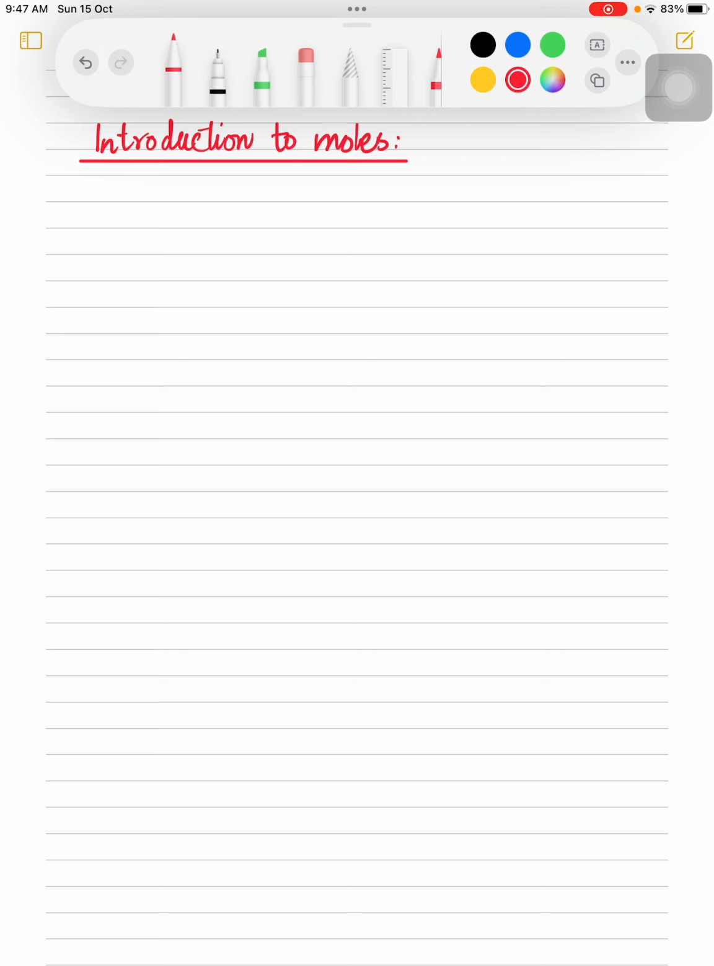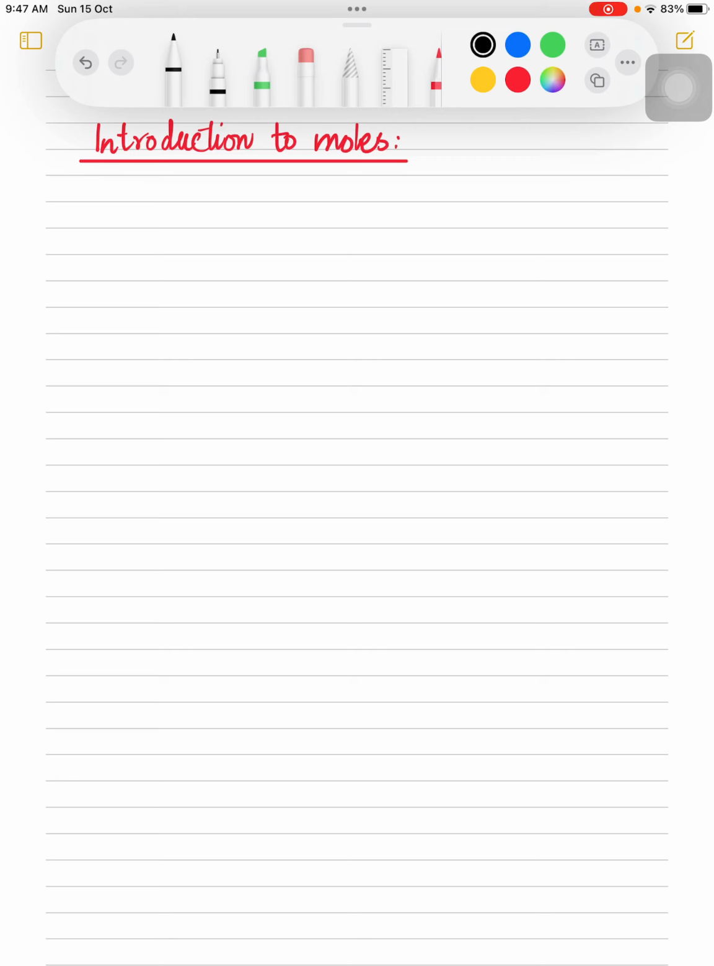Today we are going to start introduction to moles. As you people are aware, the mole is a unit to measure number of particles, and most of the people don't realize how we are going to perceive number of particles. So we are starting this class in order to understand each formula of the moles.